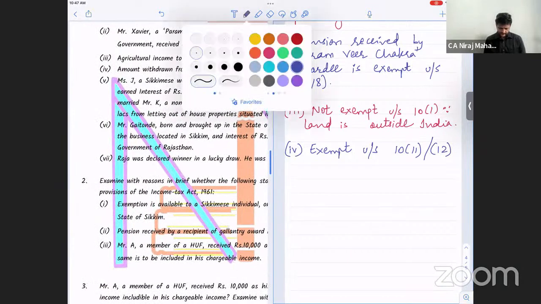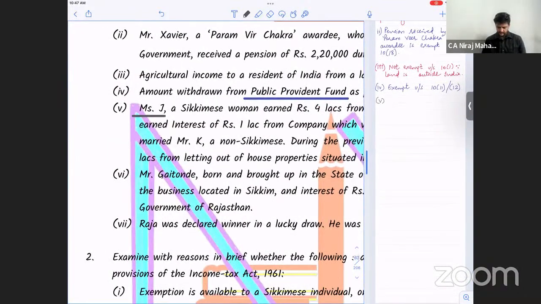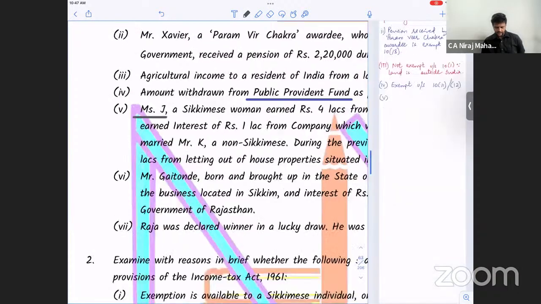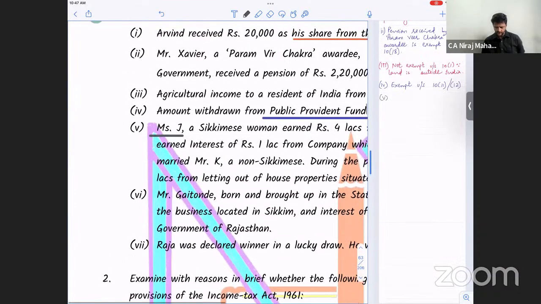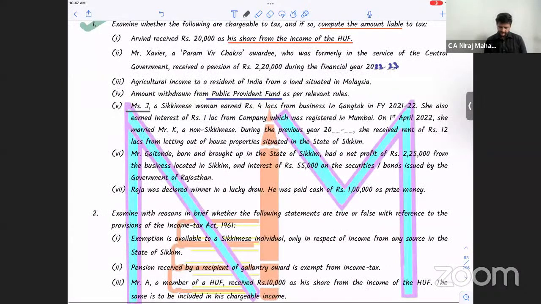Fifth one looks a lengthy question. Miss J, a Sikkimese woman, earned rupees 4 lakhs from business in Gangtok in the financial year 21-22, not the current year, earlier year. You know? So she was doing some business in Gangtok. That is, Gangtok is, yes, in Sikkim, correct?